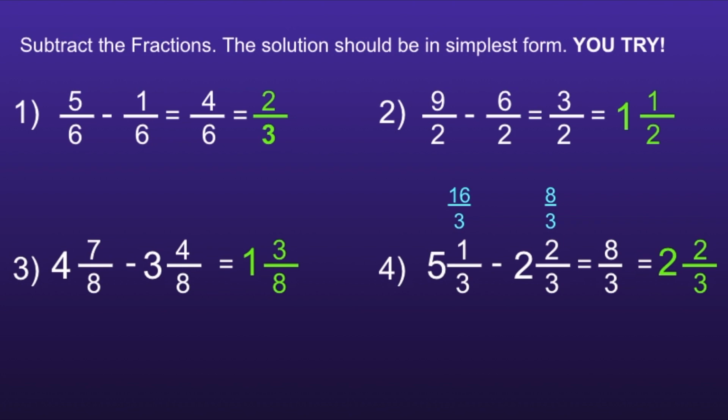And finally, number 4. And notice for number 4, I converted the mixed fractions to improper fractions, which gave me 16/3 minus 8/3, which is equal to 8/3, which can be converted to the mixed fraction 2 2/3. I would recommend you take some time to review this work, and if you had any incorrect, go back and find your mistake. That is one sure way to get better at a skill.